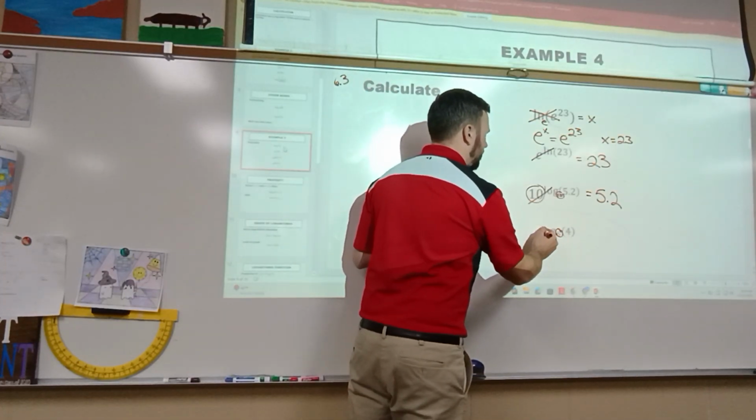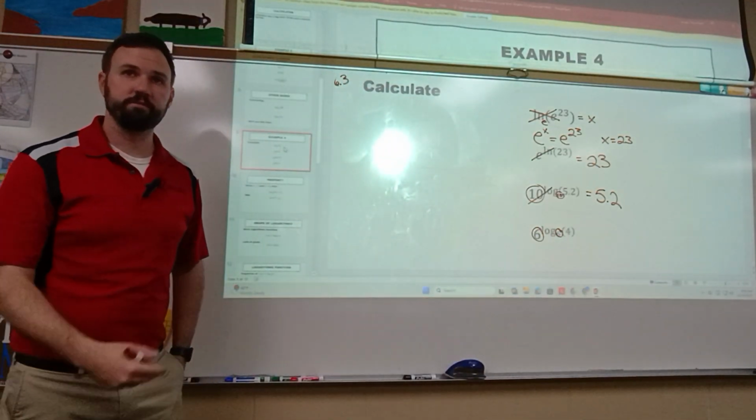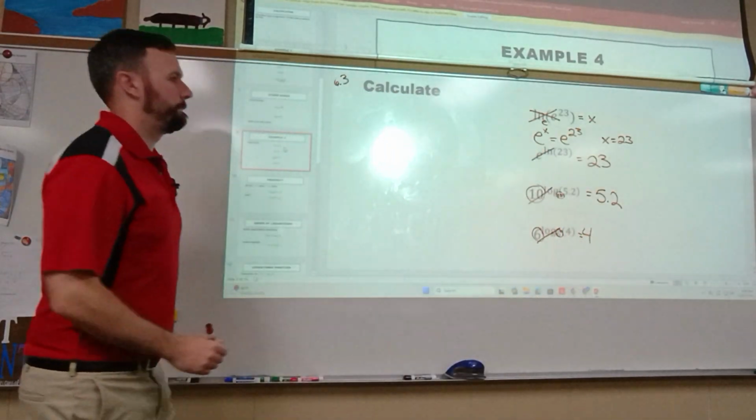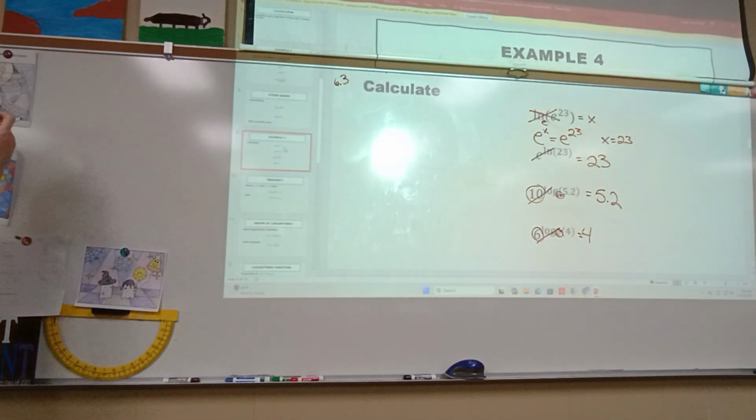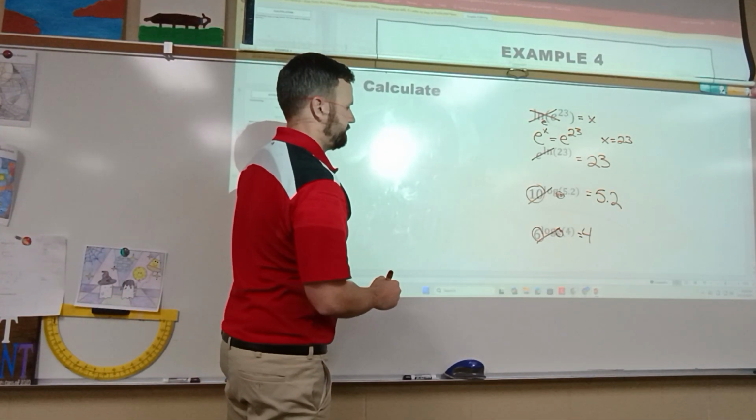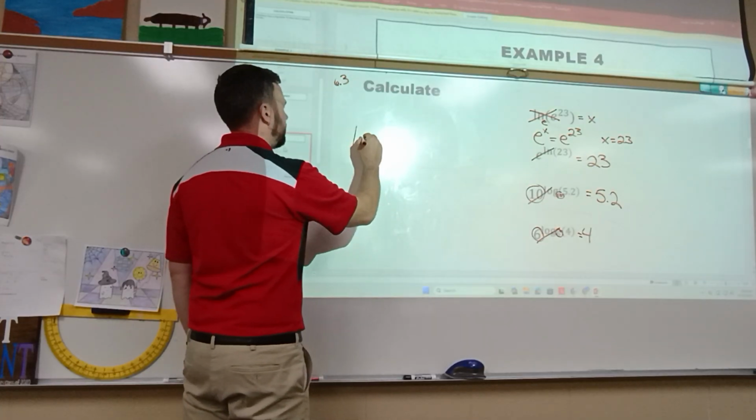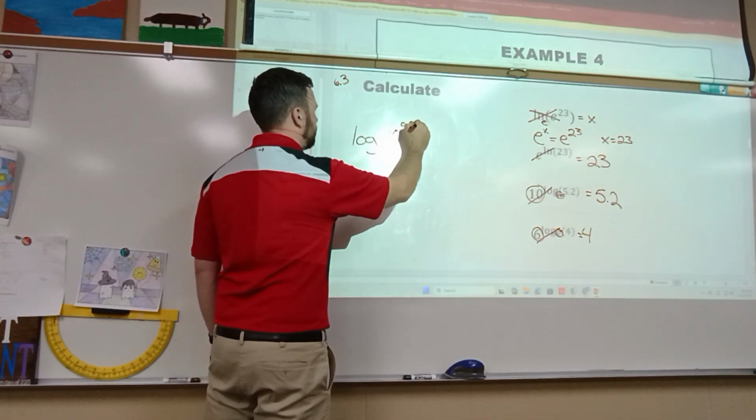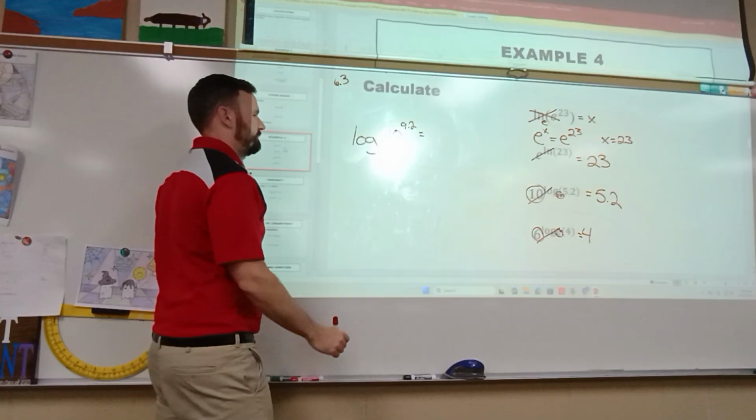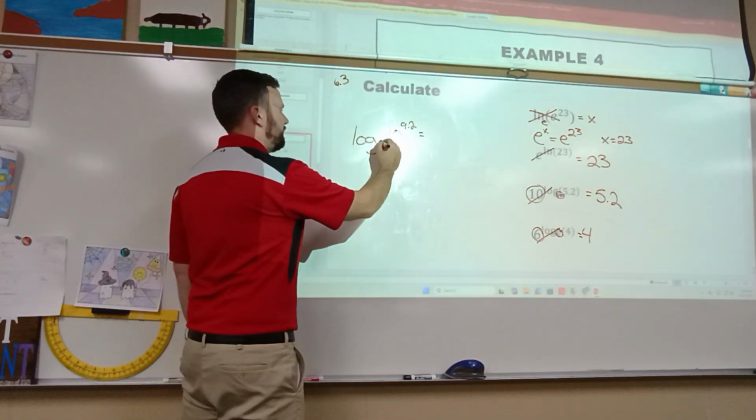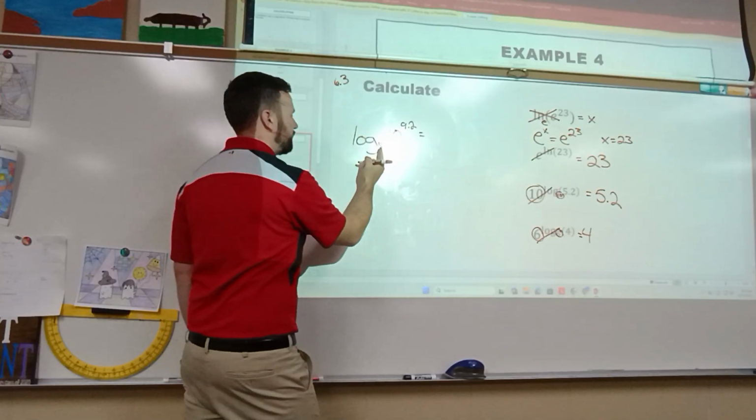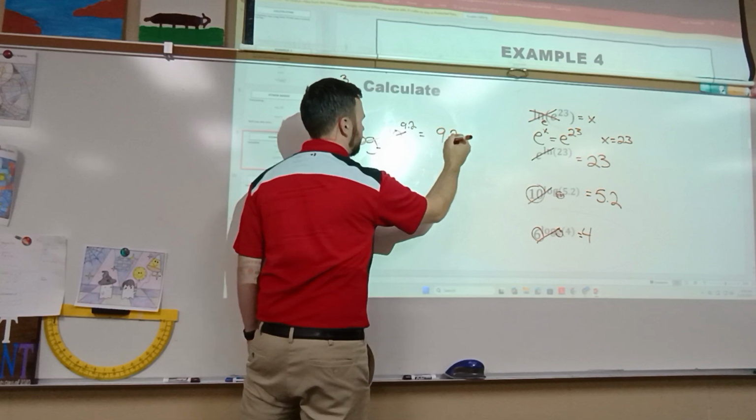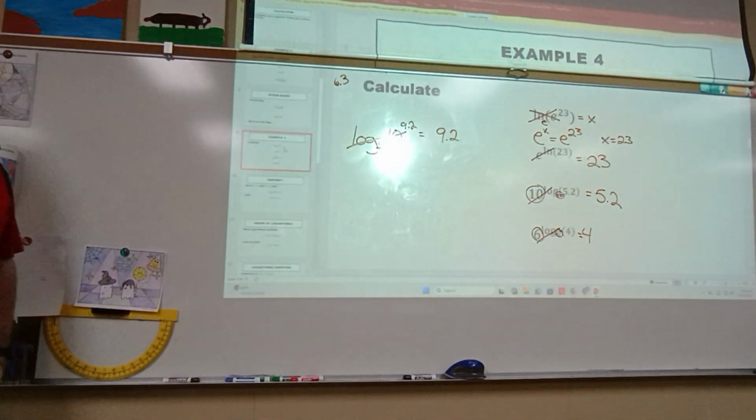If the base of my log matches the base of my exponent, what happens to them? They cancel. So that's just 4. Okay? So I could even make, could I do log of 10 to the 9.2? What would that equal? What's my base here? 10. I want to show you that it works both ways. So if this base matches that base, these also cancel. I get 9.2. It's saying 10 to what power equals 10 to that power.